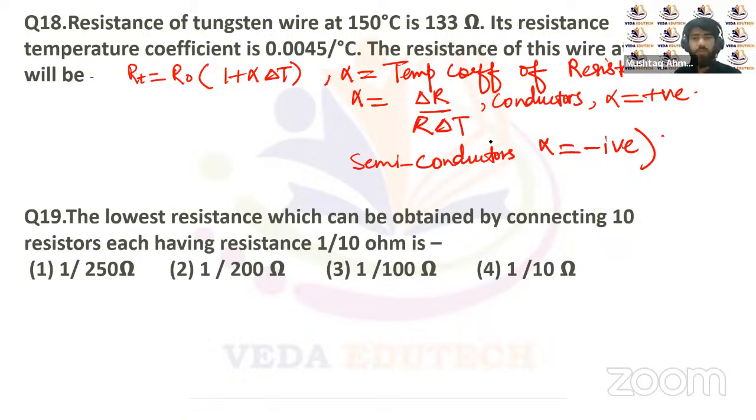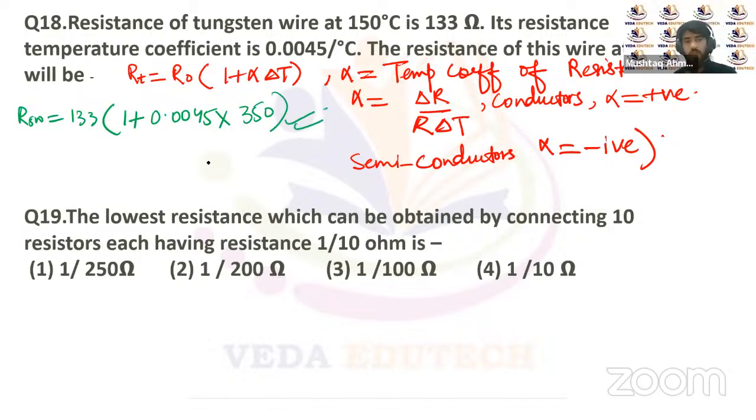Now let's calculate the value of resistance at 500 degrees centigrade. So R at 500 will be R naught, that is 133, times 1 plus alpha delta T. The value of alpha has been given as 0.0045 per degree centigrade, multiplied by delta T. Delta T here is 500 minus 150, that's equal to 350. By computing this, you'll get the final resistance. So R500 will be greater than R150. This is how we can calculate the resistance of a conductor as a function of temperature.